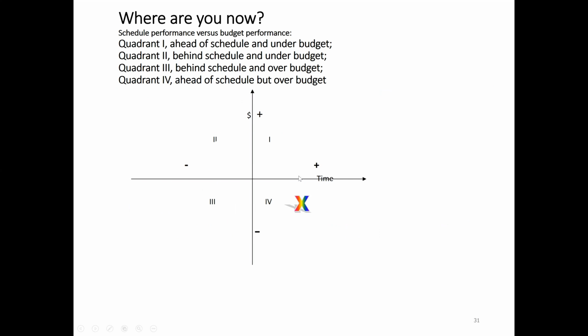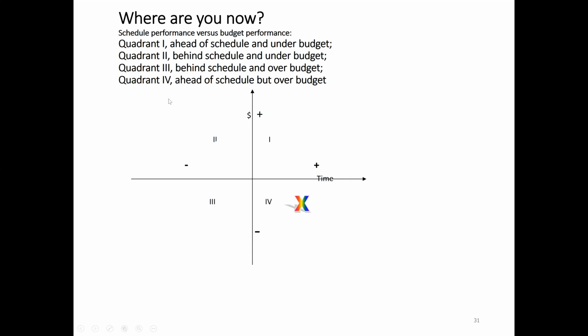In quadrant number 1, time is positive and dollar amount is positive. In quadrant number 2, time is negative, but dollar amount is positive. Similarly, in quadrant 3, both time and dollar amount are negative. In quadrant number 4, time is positive and cost is negative. Where does our project lie according to the data? Quadrant number 1, because both values are positive, so it means ahead of schedule and under budget.